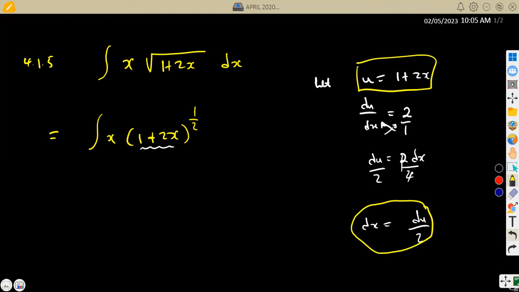So this is what you're going to do. We have to substitute back into the formula. That's going to be the integral of x, then we've got 1 plus 2x. The whole of 1 plus 2x is now represented by u, so that's u to the exponent of a half. Then in place of dx, it is going to be du over 2.